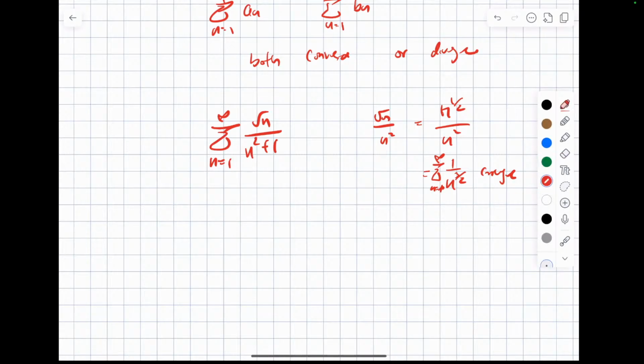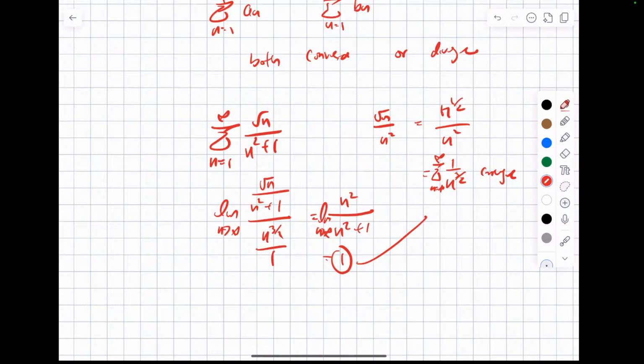So we take the limit as n approaches infinity of square root n over n squared plus 1, all over 1 over n to the 3 over 2. So that's equal to n squared over n squared plus 1. The limit as n approaches infinity is equal to 1. So if it's equal to 1, they both converge.